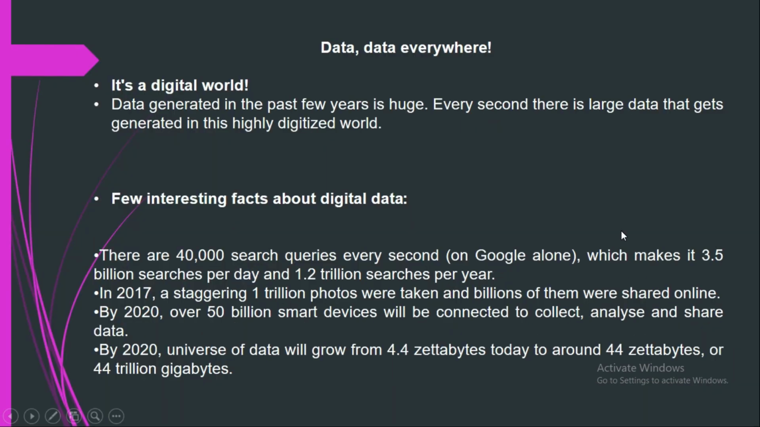So as you can see here, data is everywhere and it's a digital world. The data generated in the past few years is huge. Every second there is large data that gets generated in this highly digitized world. Some interesting facts about digital data: there were around 40,000 search queries every second on Google, which makes it 3.5 billion searches per day and 1.2 trillion searches per year. That's huge, right? In 2017, a staggering 1 trillion photos were taken and billions of them were shared online. As you can see, we are in 2023, so it might have tripled by now.